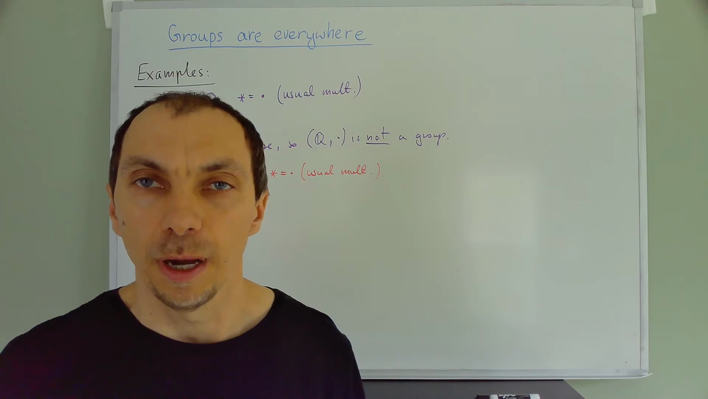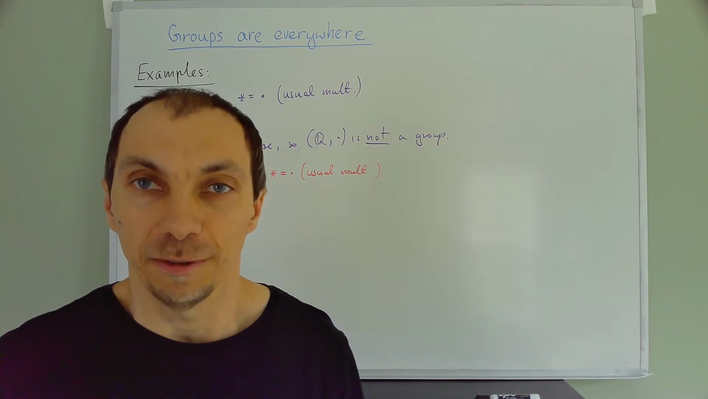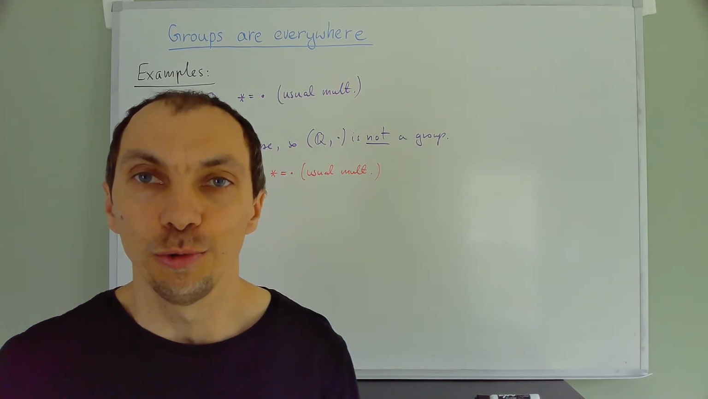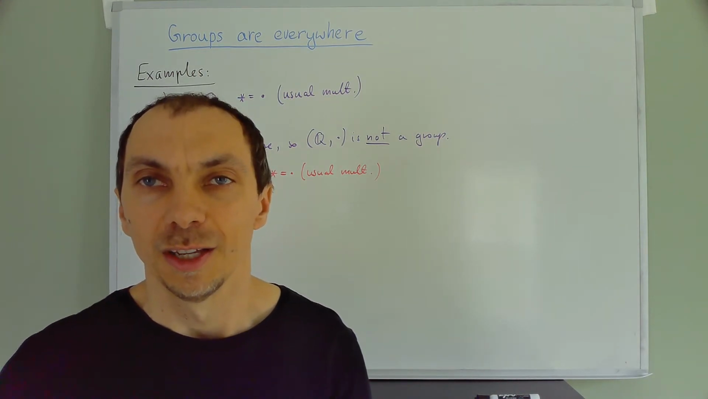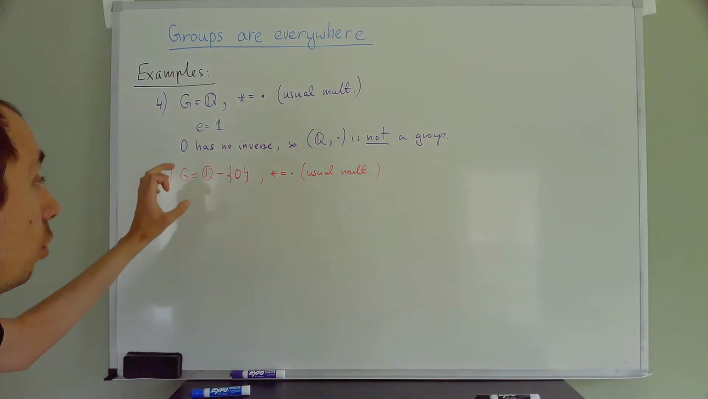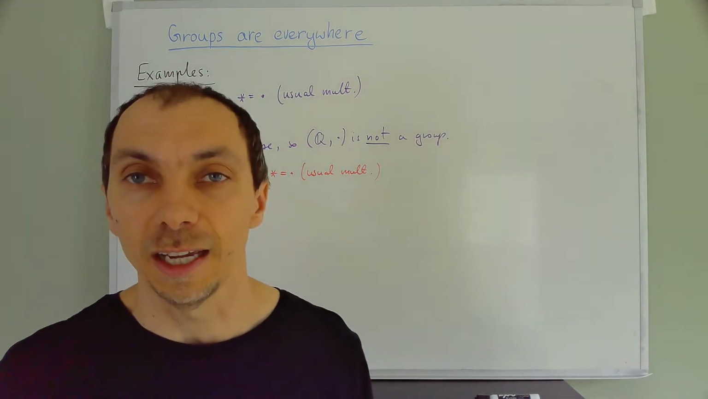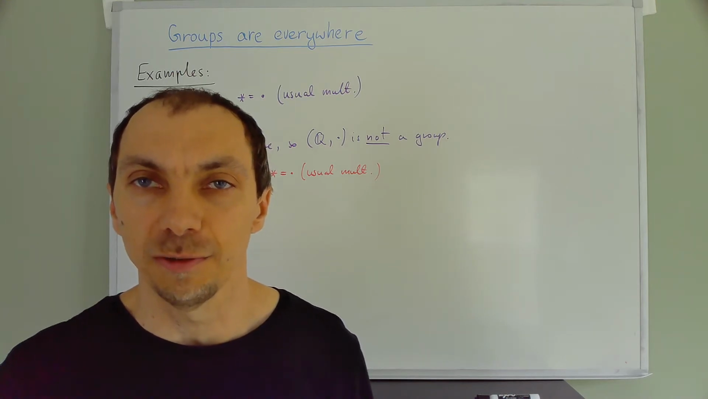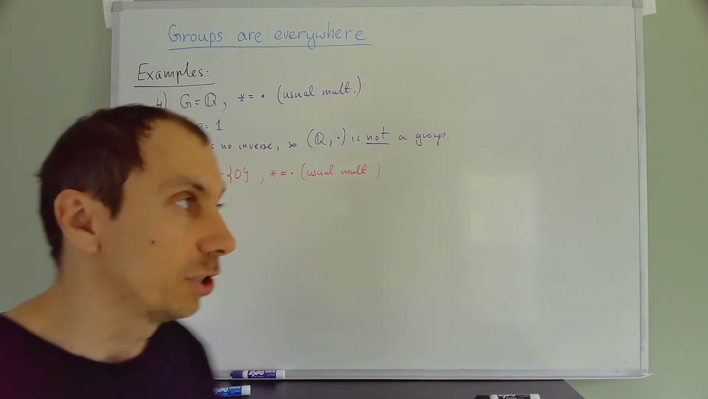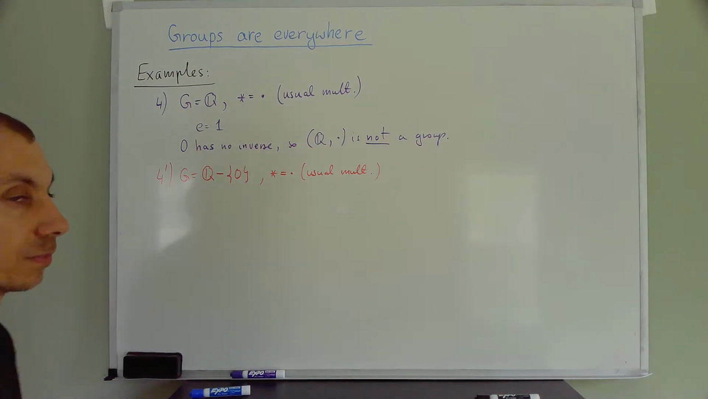In other words, if I take two non-zero rationals and I multiply them as rationals, I get a non-zero rational. But Q is a field, so it's a domain. So two non-zero rationals, when I multiply them, cannot give you 0. So yes, I get a non-zero rational. So the multiplication on rationals defines a binary operation on this G, on the non-zero rationals.